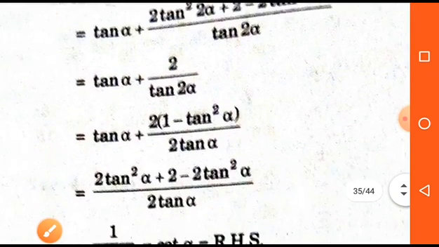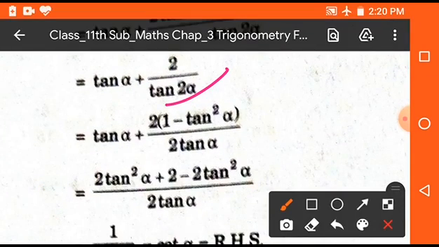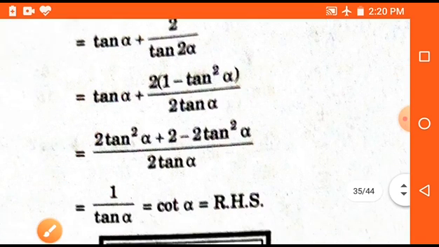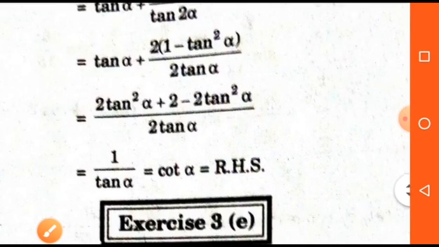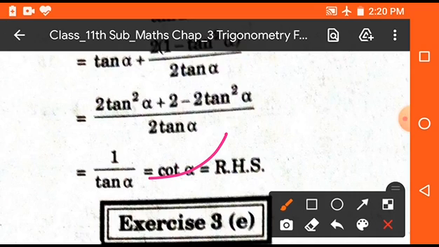Clear? Again using the formula of tan 2 alpha, we get tan alpha plus 2 in bracket 1 minus tan square alpha upon 2 tan alpha. So it becomes finally 1 upon tan alpha, that means cot alpha. So I think you all understand this problem, because this problem is very important and this problem is not as easy as you understand. Clear?